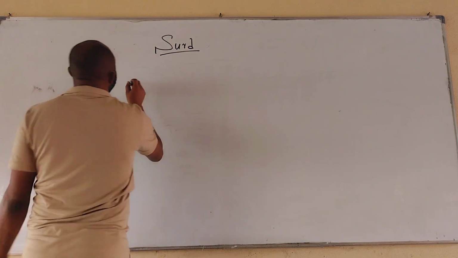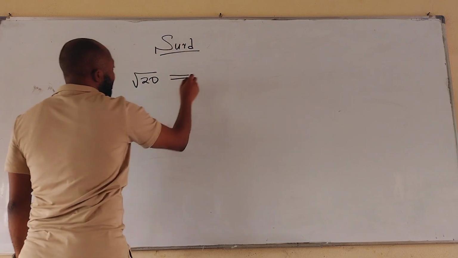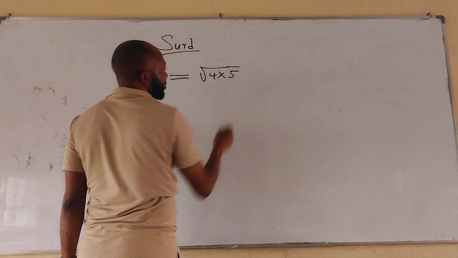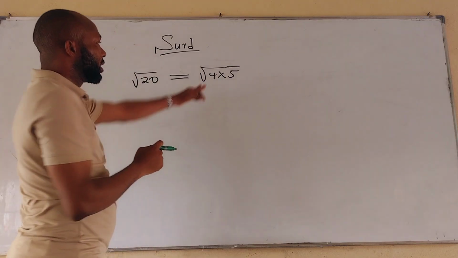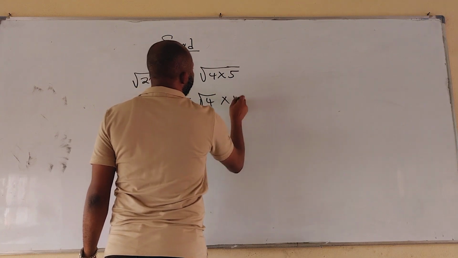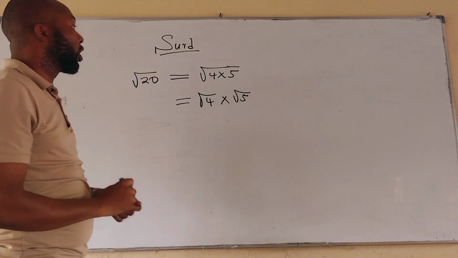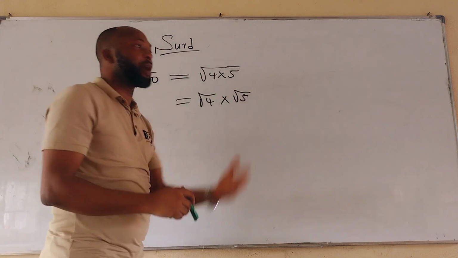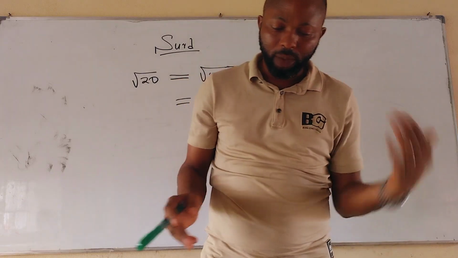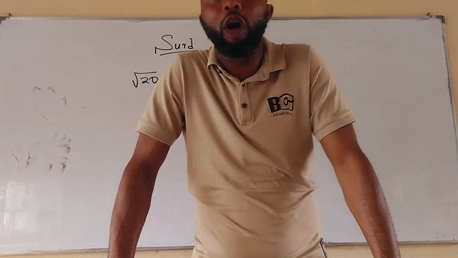If I have root 20, this can become root of 4 times 5. And this is the same thing as root 4 times root 5. To that end, this still holds, and thereby we will be simplifying it as we proceed. But that's just the basic. Now, let's look at something: basic forms of surds.